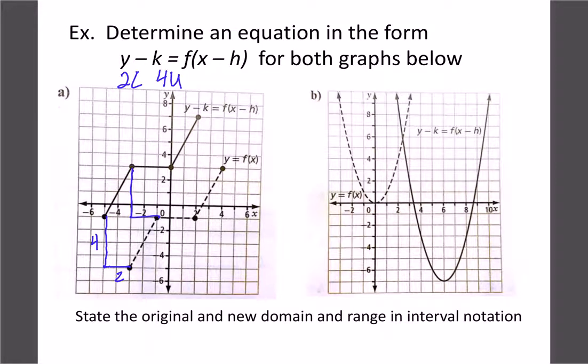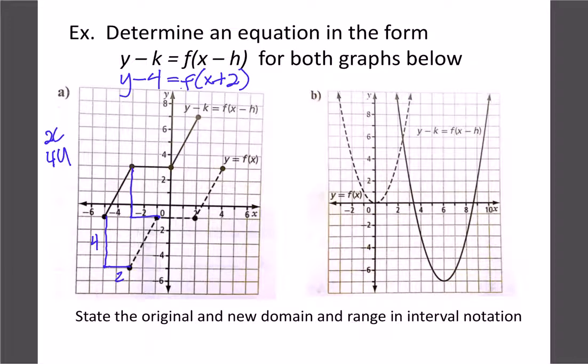So if we have 2 left and 4 up, we should be able to figure out what that equation would be. In terms of the equation, 2 to the left means we'd have plus 2. Let me erase that here so I've got room to write underneath. So the 2 left would be x plus 2. The 4 up, we'd have a plus 4 on this side, but I want it written the other way around. So if we move that 4 over, it would be y minus 4. So that should be our equation for this transformation: y minus 4 equals f(x plus 2).